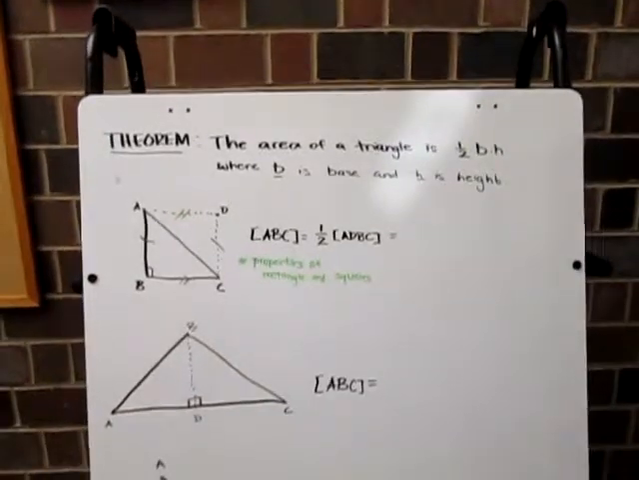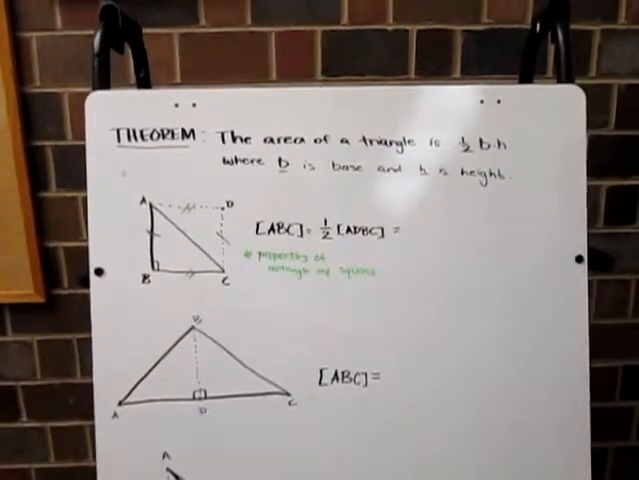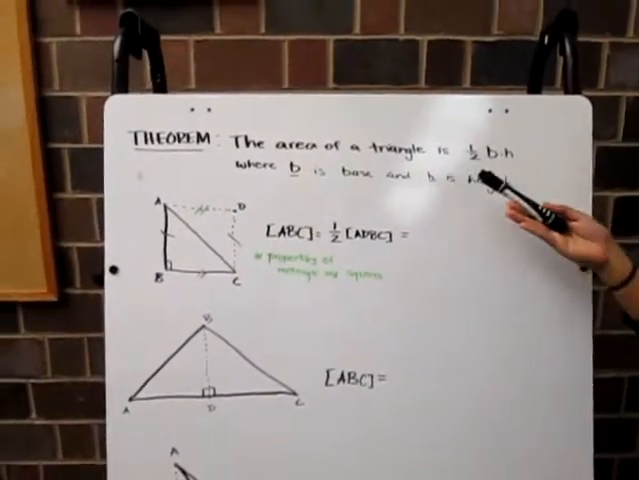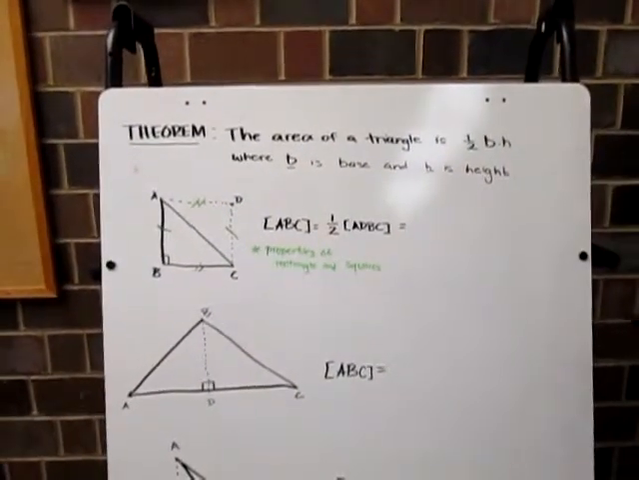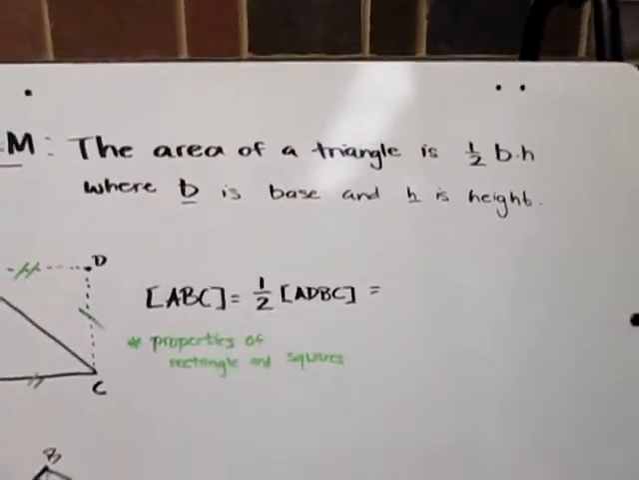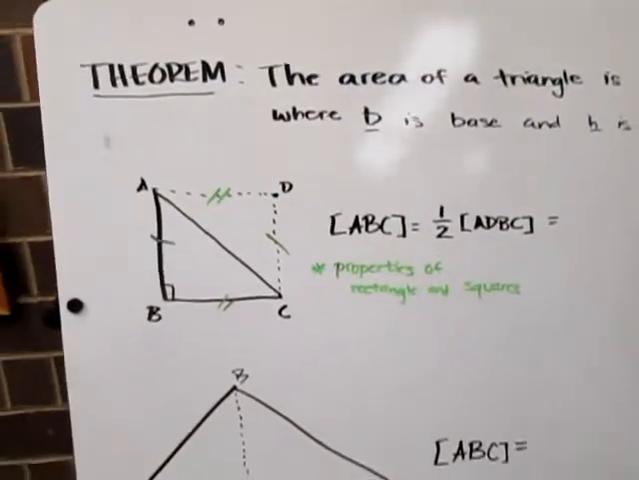So now we move on to proving the area of our triangle. Our theorem, again, what we want to prove is that the area of a triangle is 1/2 base times height, where b is the base and h is the height. And we start off by drawing this kind of triangle here.